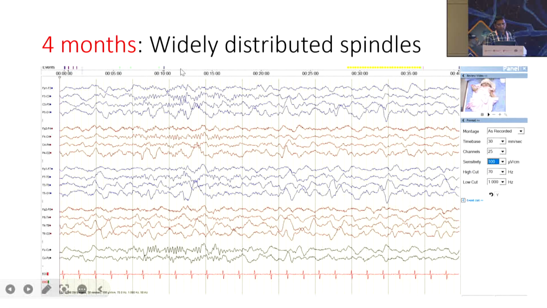Then the spindles are much more widely distributed. If you can appreciate, although they are dominant over frontocentral regions, you can see them as far as temporal and occipital also. This is one important difference in infants.